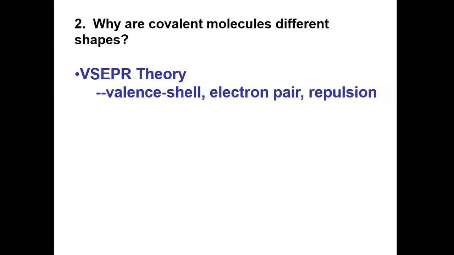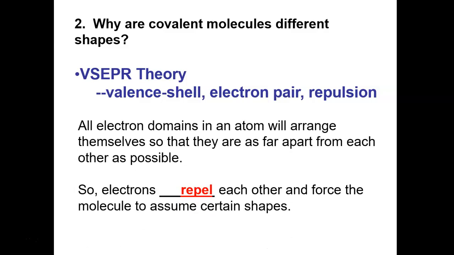So that's based on something called VSEPR theory, and that stands for valence shell electron pair repulsion. It's a pretty logical name. The valence shell electrons are the ones involved in bonding. Electrons are generally, we're drawing them in pairs, and electron pairs repel each other because they have similar charges. So the idea here is that all of the electron domains in an atom are going to arrange themselves so they're as far apart from each other as possible.